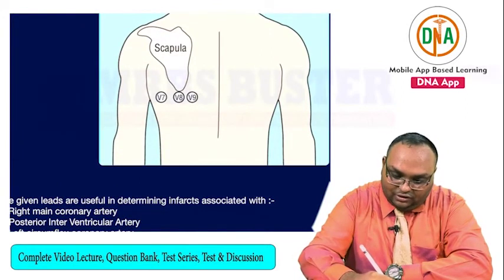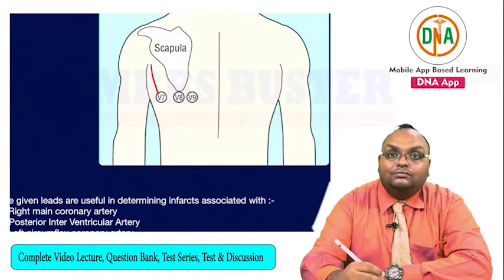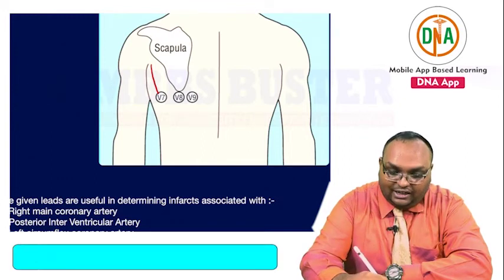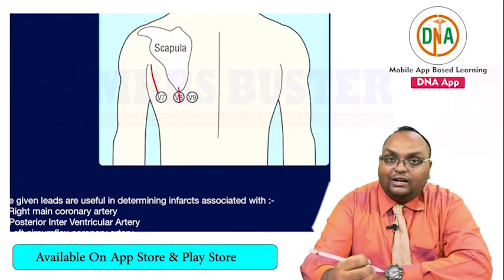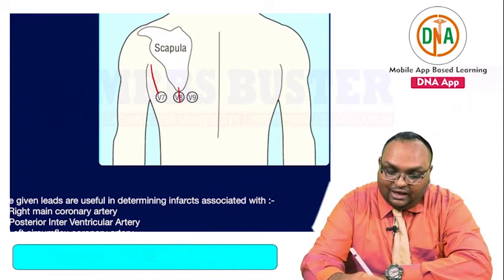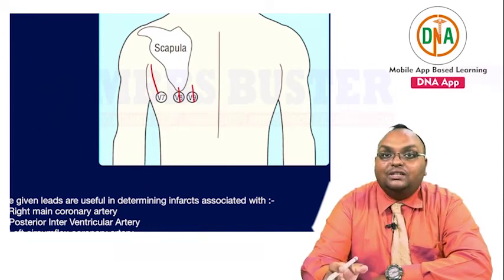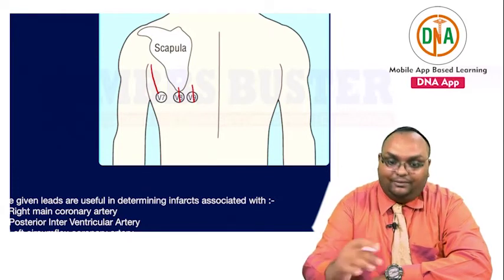V7 you see along the posterior axillary fold, posterior axillary line, V8 just below the inferior angle of the left scapula, and V9 along the left paravertebral line. Good.